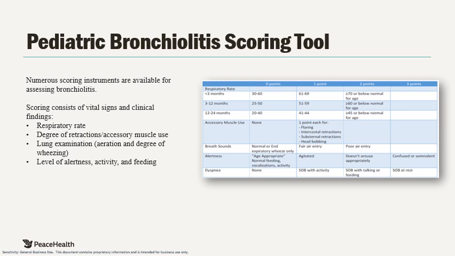Numerous scoring instruments are available for assessing the severity of bronchiolitis that provide a uniform method of serially assessing illness severity. Severity scores generally consist of a combination of vital signs and clinical findings. Variables that are commonly included are respiratory rate, degree of retractions and accessory muscle use, lung examination, which includes aeration and degree of wheezing, and level of alertness, activity, and feeding.